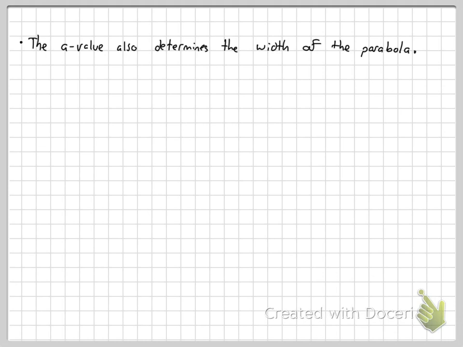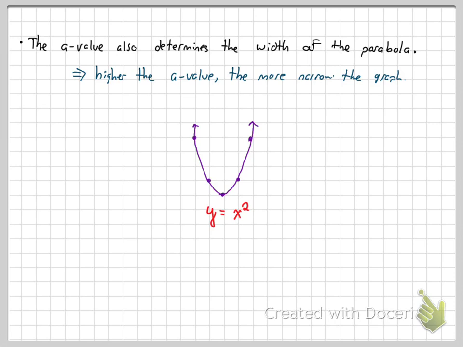So moving along, the a value also determines the width of a parabola. So the higher the a value, the more narrow the graph, so like the skinnier that U is. So we're going to start with y equals x squared. Our a value here is 1, so that's kind of, again, the most basic parabola that you can have.